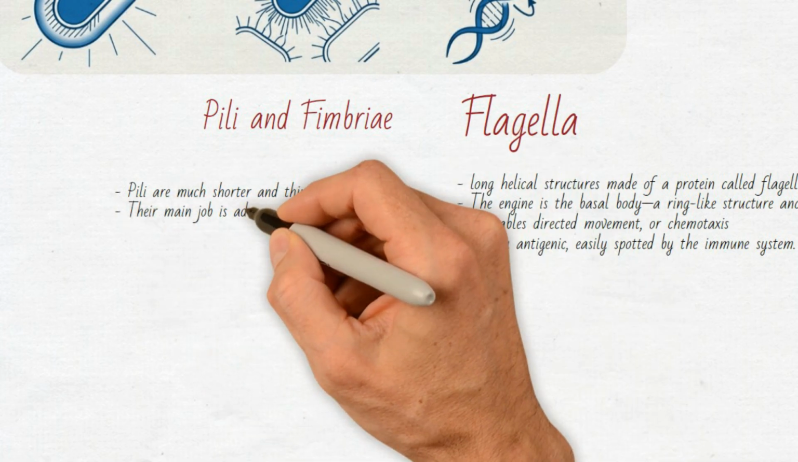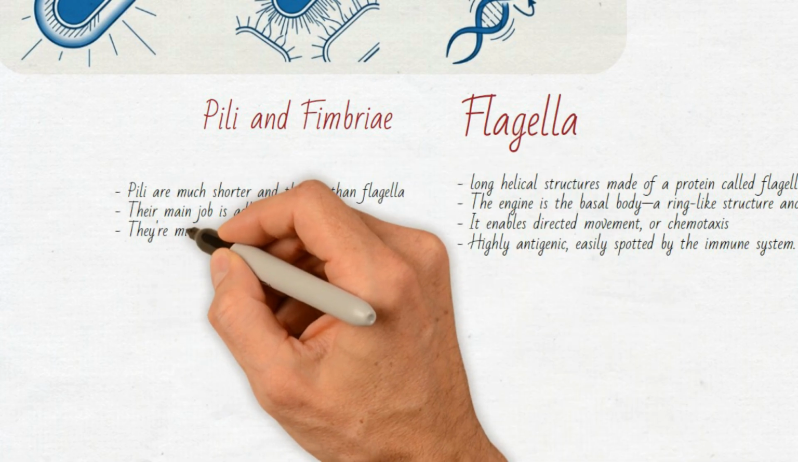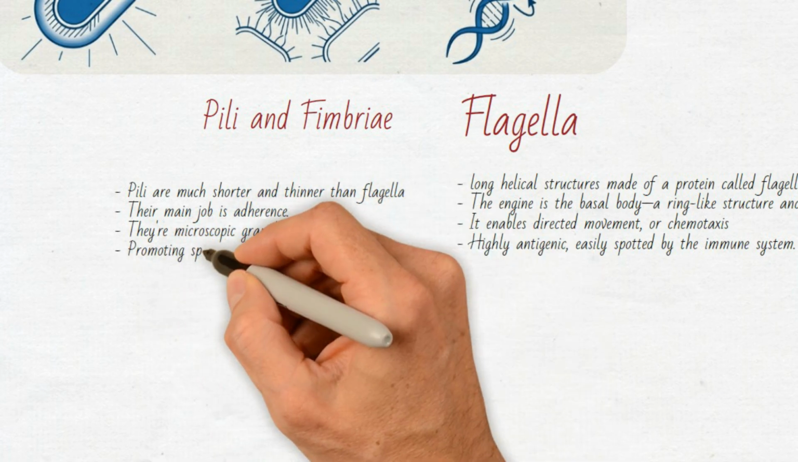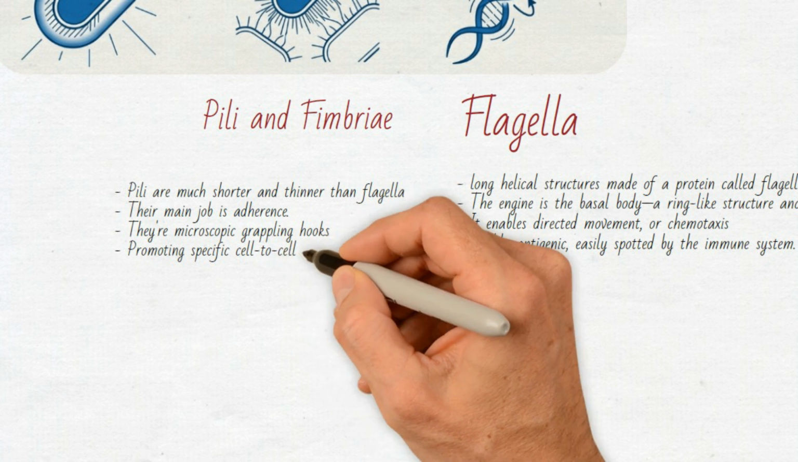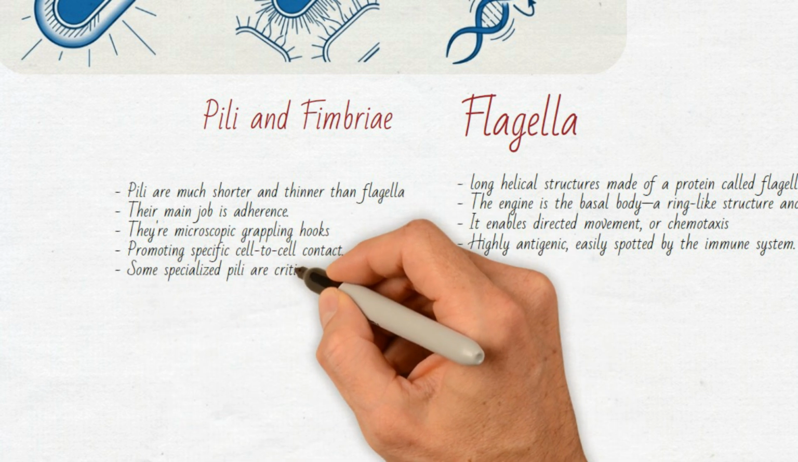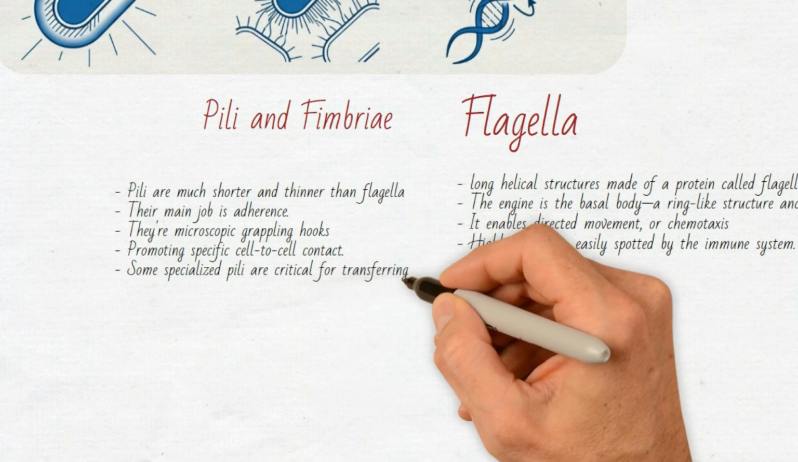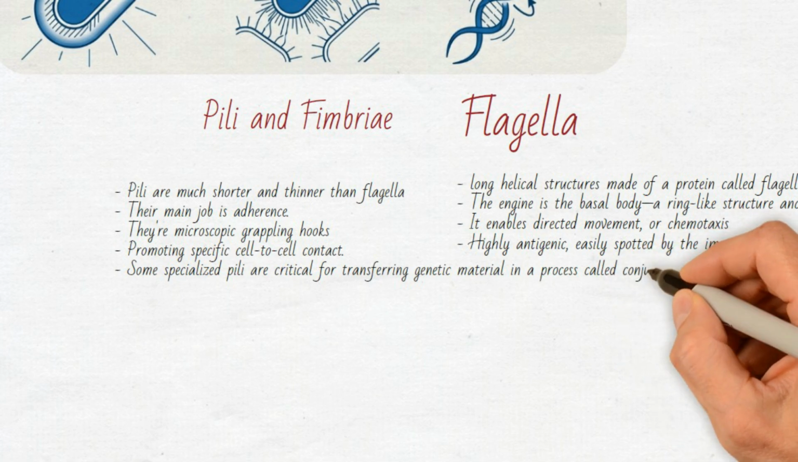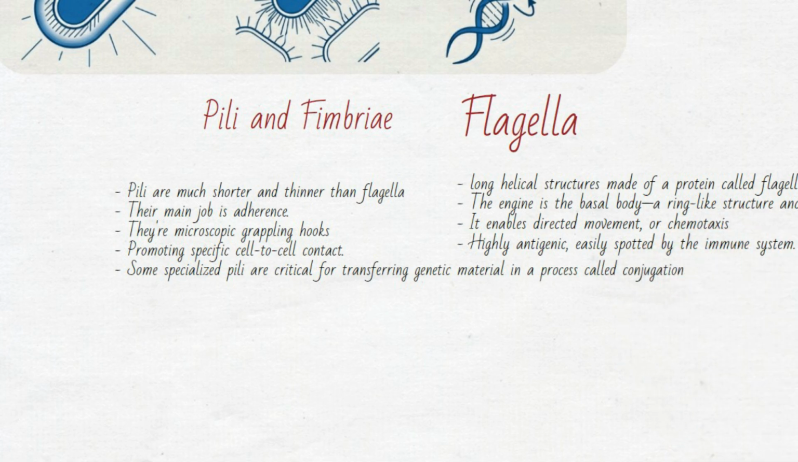They're microscopic grappling hooks that function as attachment structures promoting specific cell-to-cell contact. Bacteria use them to attach to specific host cells, like the ones lining the urinary tract, or even between one bacterial cell and another. Some specialized pili are critical for transferring genetic material in a process called conjugation, which is a key way antibiotic resistance spreads.